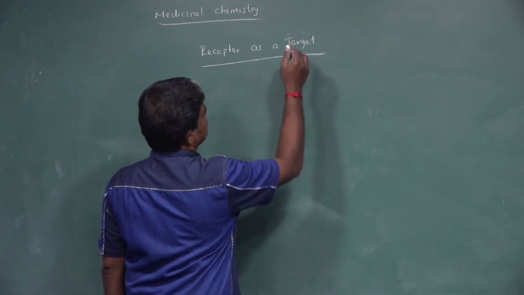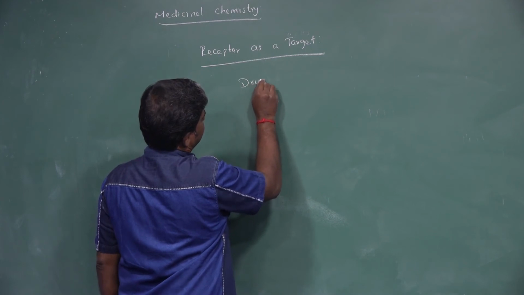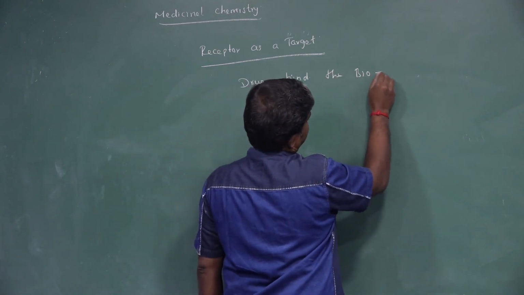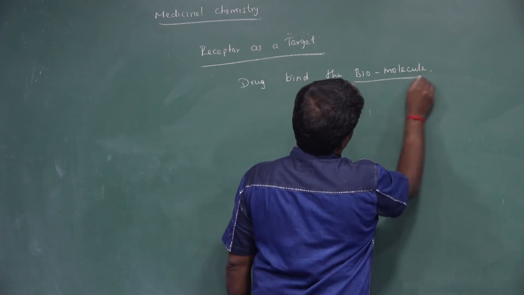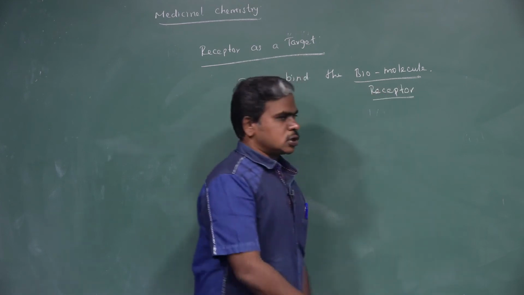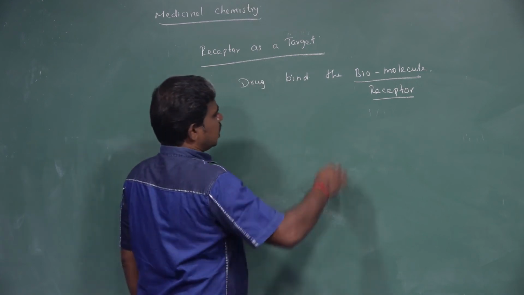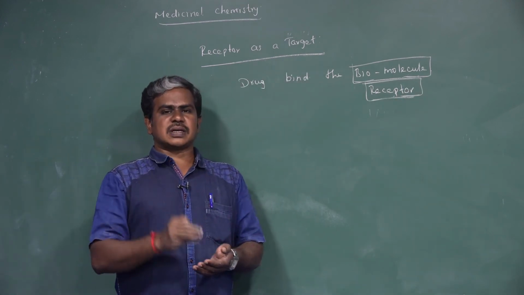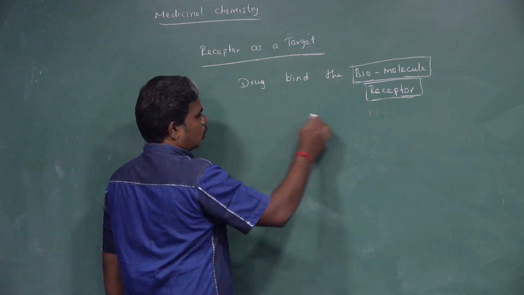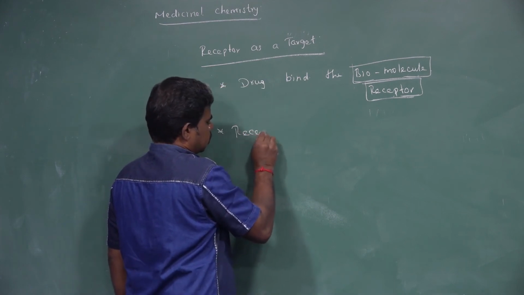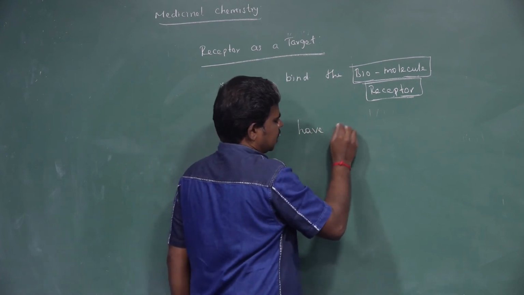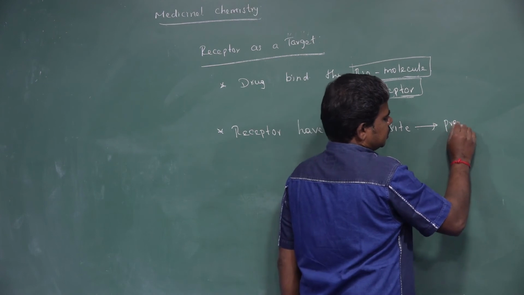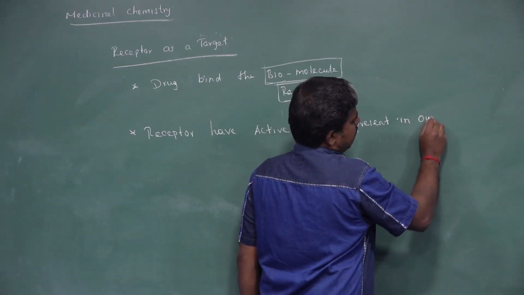Now we are taking the receptor as a target, and the drug which binds that biomolecule. These biomolecules are called receptors. So receptors are biomolecules. Now the receptor has an active site, and the active site is present on the outside of the cell membrane.